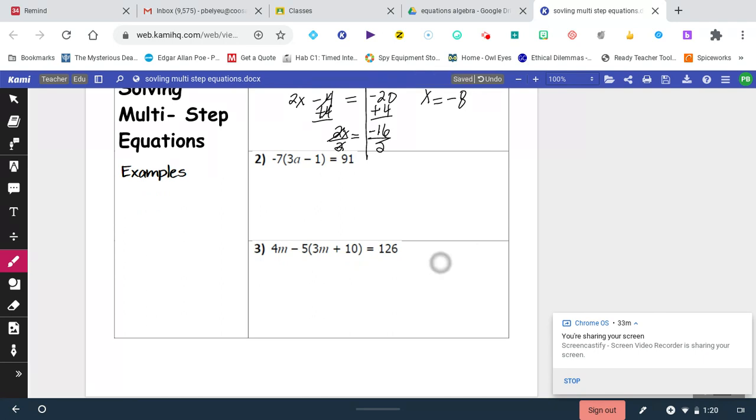On number 2, I do see parentheses, so I'm going to use the distributive property. You're going to multiply everything inside the parentheses by the number that's outside. Negative 7 times 3 is negative 21a. And negative 7 times negative 1. Look at this as a negative 1. Negative 7 times negative 1 is a positive 7.